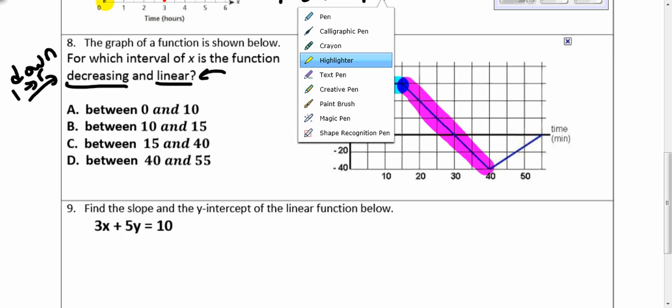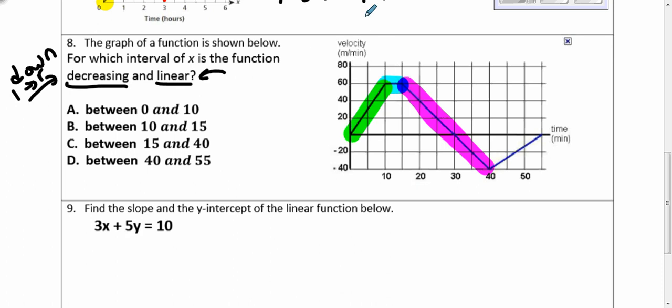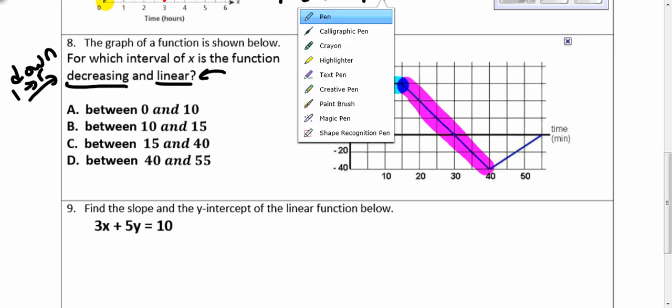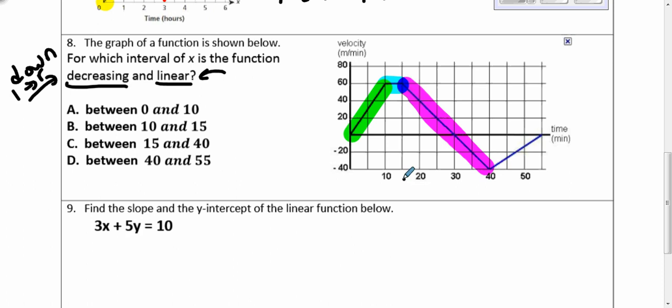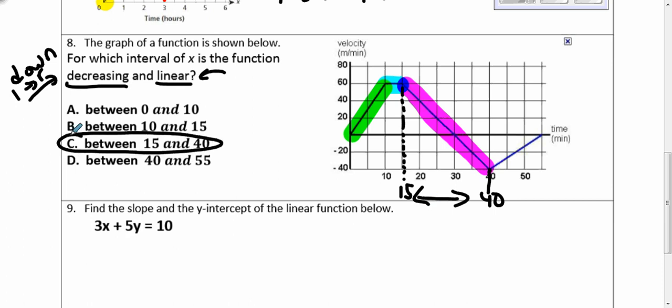So I am going to take my pen and now go up from this. By the way, in between 10 and 20 is 15. And the time it stopped decreasing is 40. So in between this amount, it was decreasing and linear. So in between 15 and 40, C is your answer.